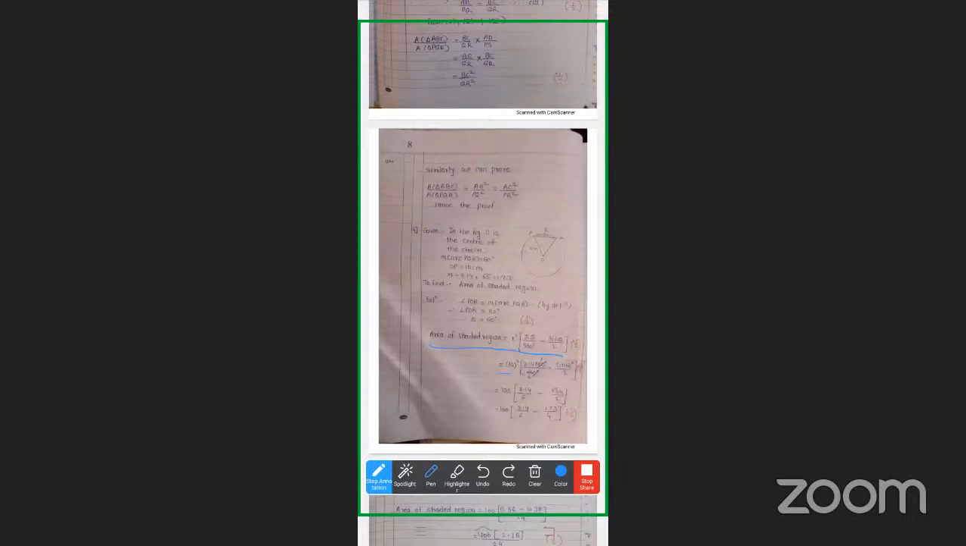R square is replaced by 10 square. Pi is 3.14. Theta is 60 degree upon 360 degree. Minus, theta is replaced by 60 degree, that is sin 60 degree upon 2. So here 10 square, that is 100, 3.14 as it is, 60 one sixes are 360, so we get 6 only. So here we'll write 3.14 upon 6 only. Sin 60 degree, that value is root 3 upon 2, upon 2. Correct?